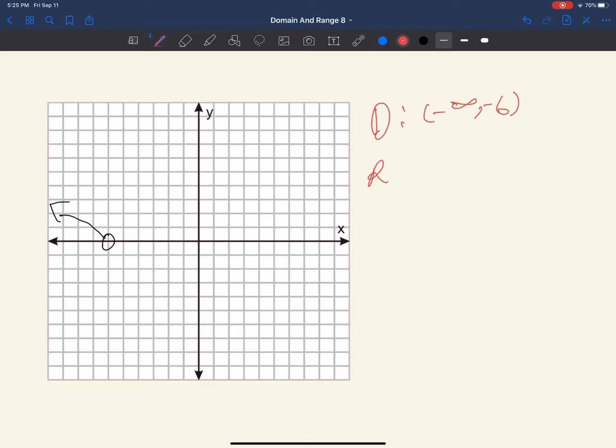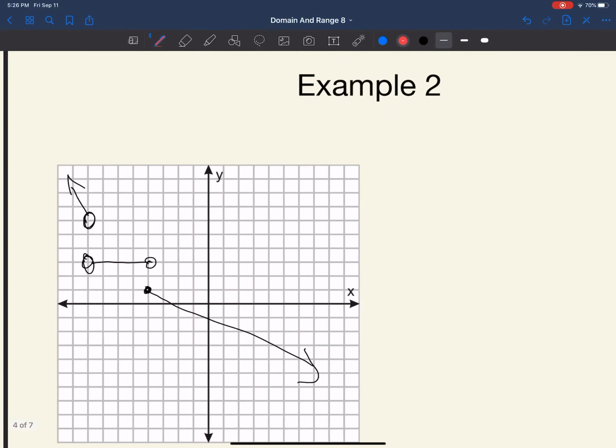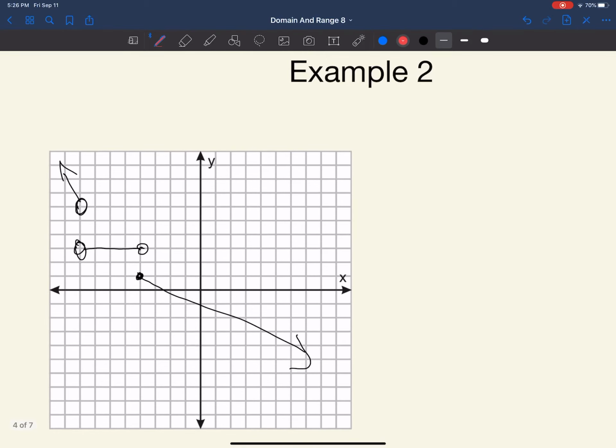We'll do the same thing for range. Again, we start from the bottom coming towards the top. The first number that we see when we are coming up is y equals 0 right here. So we start with the parentheses, and then we go all the way up to infinity. So that will be our domain and our range. Again, we're just doing the basics. So let's try something a little bit more complicated on this example.